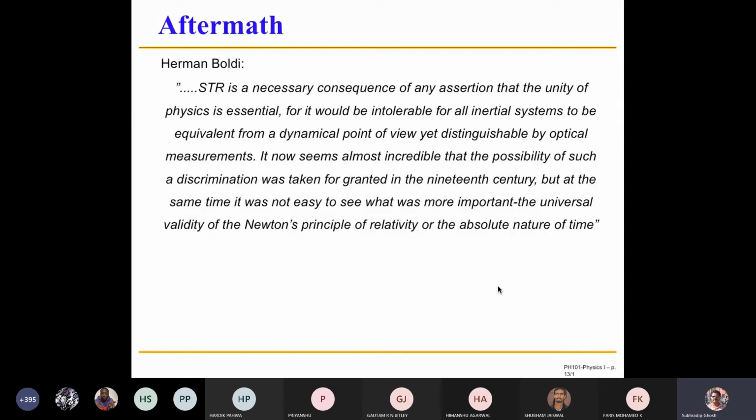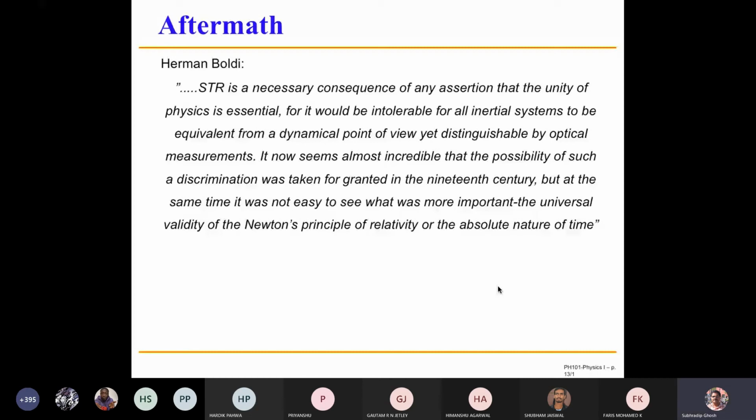But it would be intolerable for all inertial systems to be equivalent from a dynamical point of view, yet distinguishable by optical measurements. So someone at the beginning of the class was asking, in the first class, what did it really mean that the optical experiments can be different from inertial frame to inertial frame? What Bondi was pointing out is that that is incomprehensible. From the dynamical point of view, that is from the point of view of their motion, all inertial systems are equivalent. And you are saying that if you make an optical measurement in one frame, the results would be different in another frame. These two are contradictory.